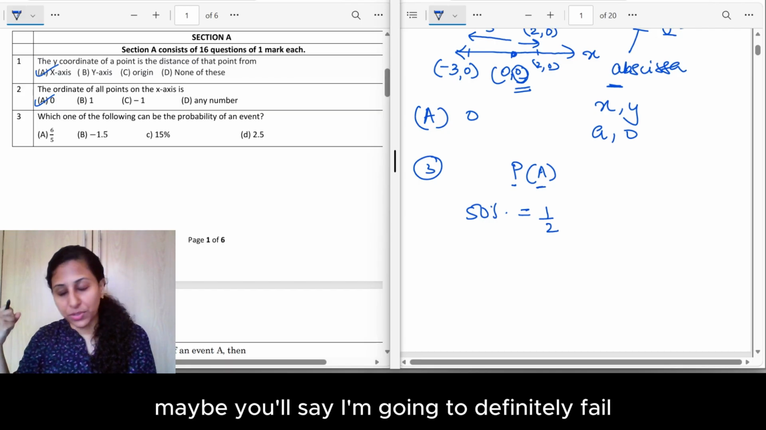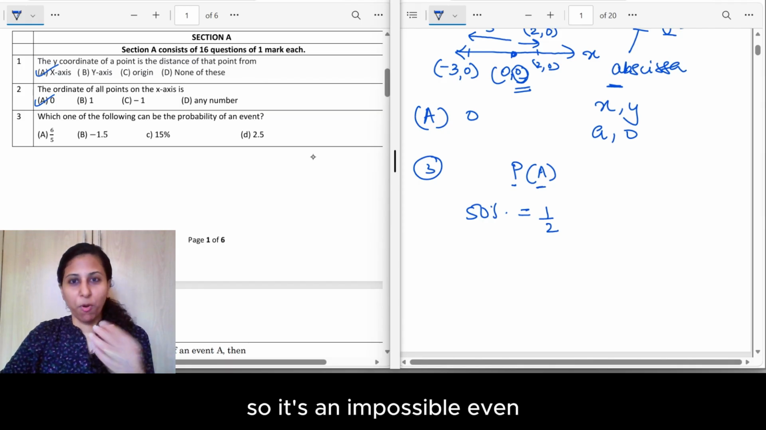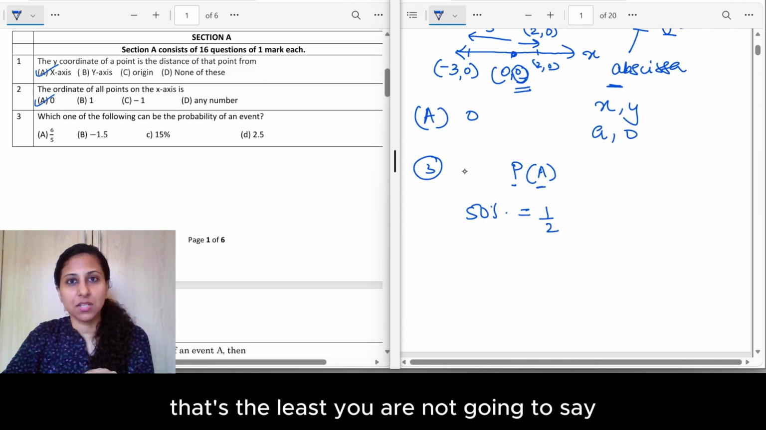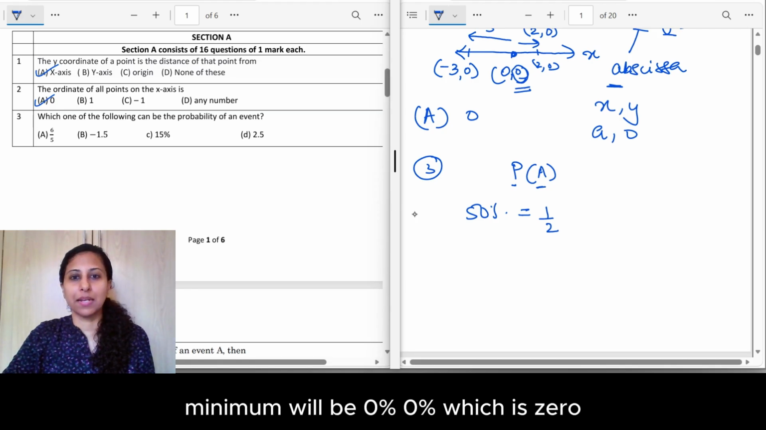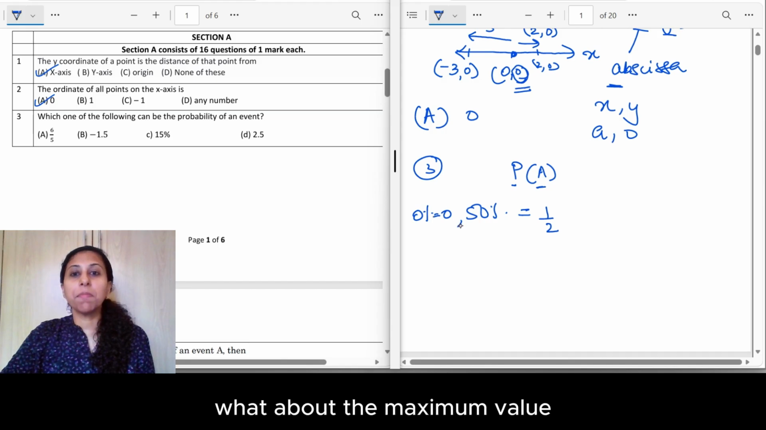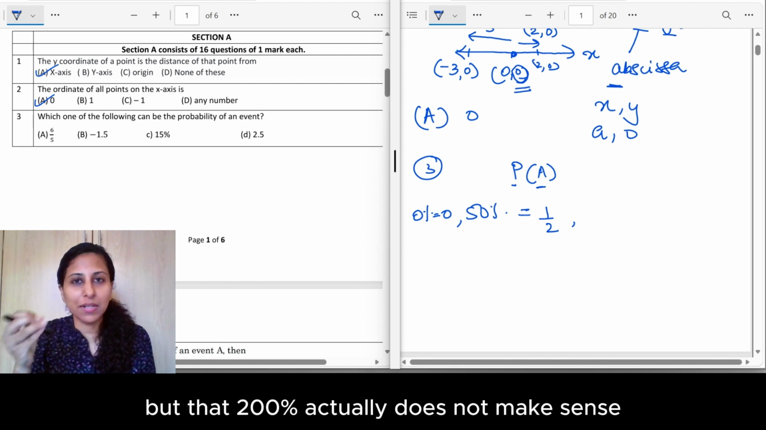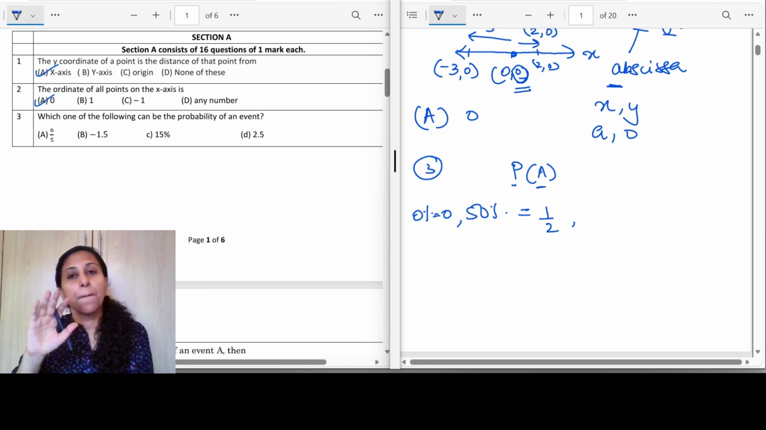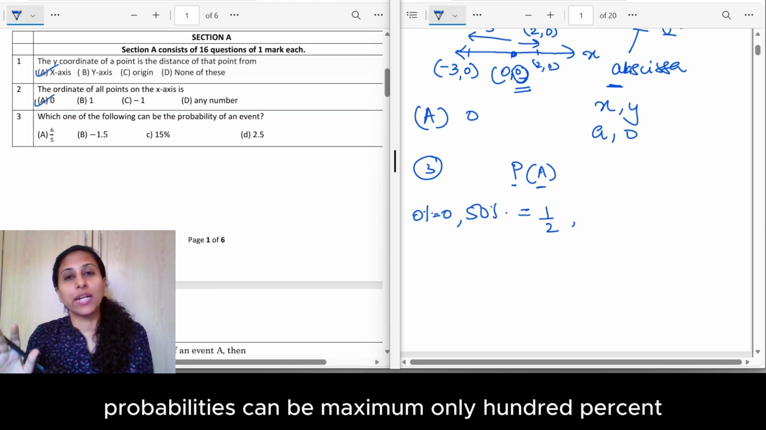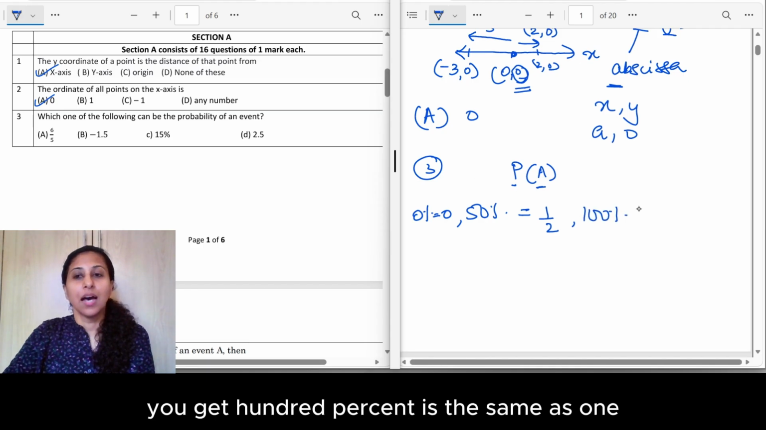Maybe you'll say, oh, I'm going to definitely fail. So that means there is a 0% chance of passing, right? So it's an impossible event. I'm not going to pass this exam. 0%. That's the least. You are not going to say there is a negative 50% chance of passing. Minimum will be 0%, which is 0. What about the maximum value? Some of you might exaggerate and say, oh, 200% I'm going to pass. But that 200% actually does not make sense when you're talking about chance of occurrence of an event. Probabilities can be maximum only 100%. You can say 100%, definitely I'm going to pass. So 100% is the same as 1.